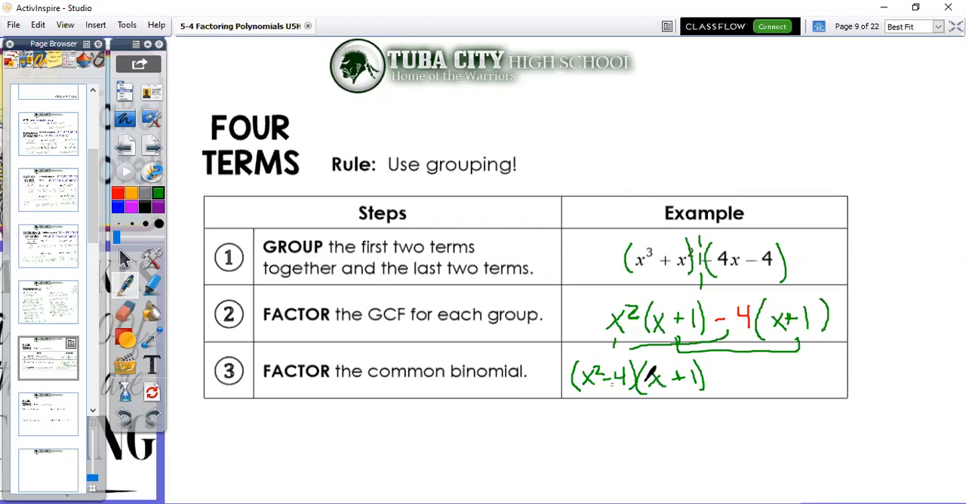In this case we would normally be done, but I noticed that we have a difference in squares. So I'm going to unsquare this one here. Again, be careful because this is a difference in squares. So x plus 2, x minus 2. So those are the rules on how you factor a 4-term polynomial. You use grouping.